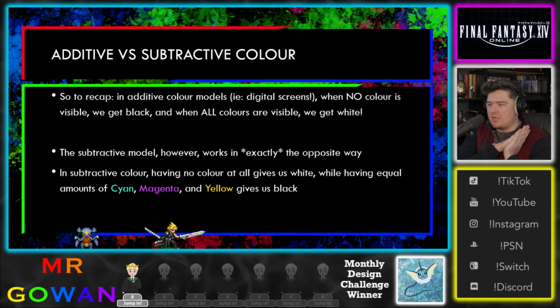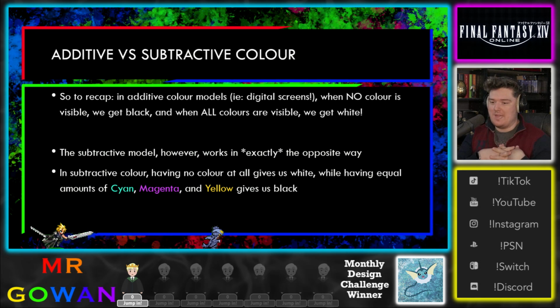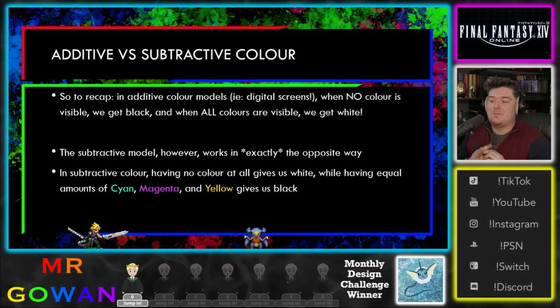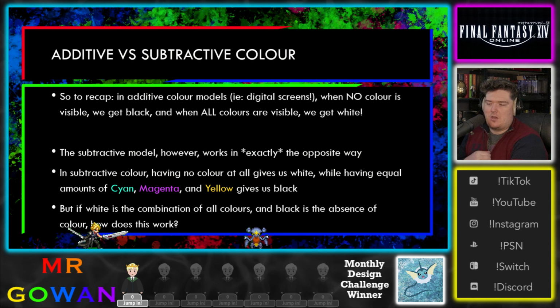So, subtractive color. When you have no color at all, you actually have white, while having equal amounts of cyan, magenta, and yellow, you have black. Why does this make sense? We're going to talk about it. So, if white is the combination of all colors and black is the absence of color, why does this work?